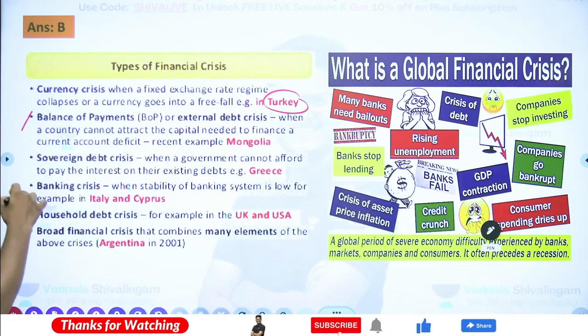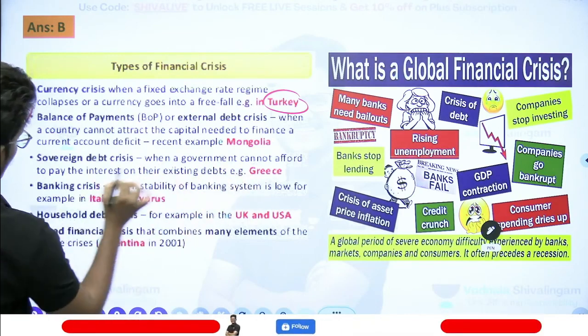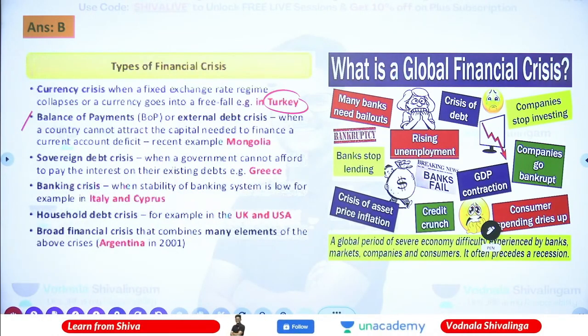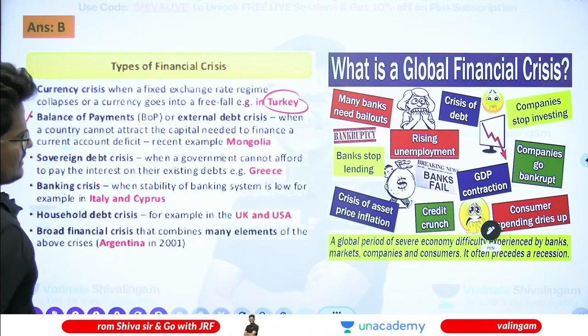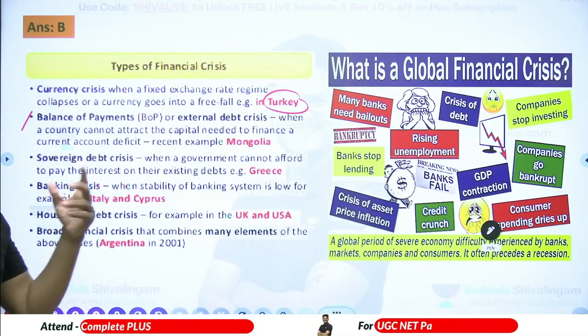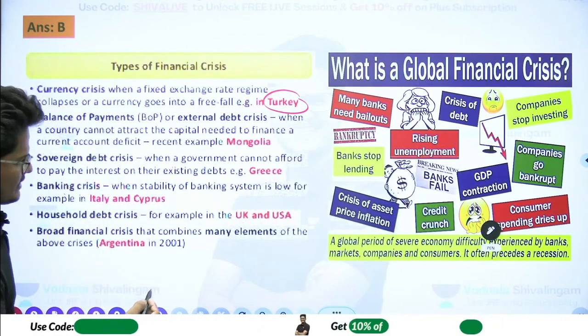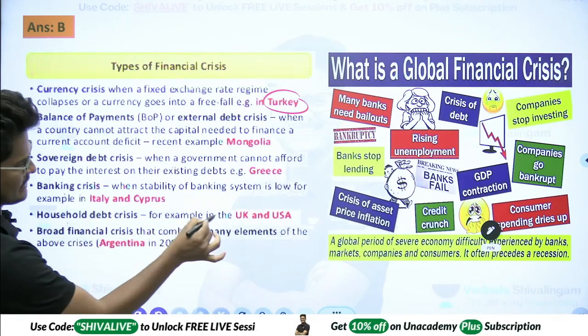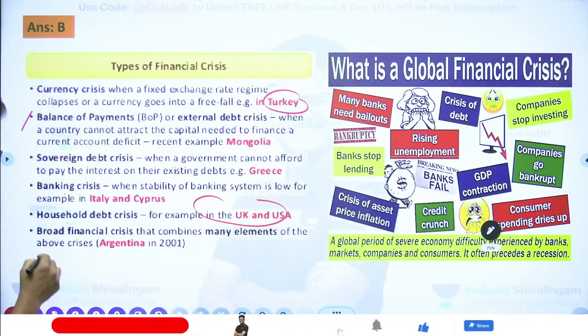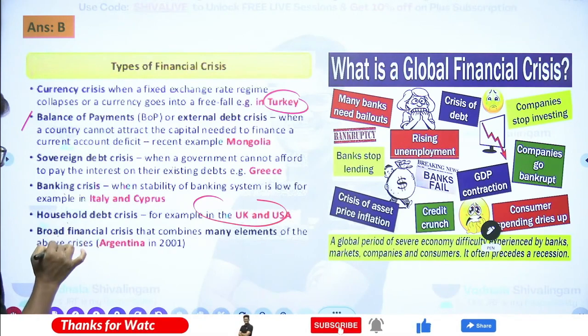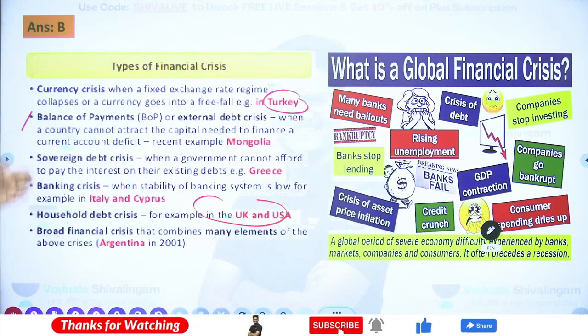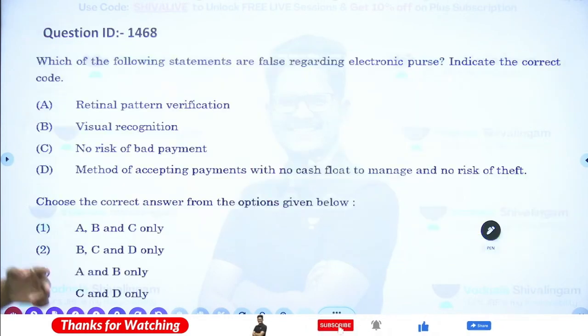in Mongolia. Sovereign debt crisis is when the government cannot afford to pay the interest on existing debts, because the government has taken the money but is not able to repay. Banking crisis is when the banking system cannot procure money, there is no money supply, and interest rates rise because inflation rates are increasing. Household debt crisis, for example in the UK and USA. Broad financial crisis combines elements of the above crises, all put together.